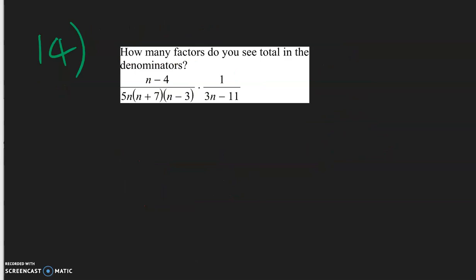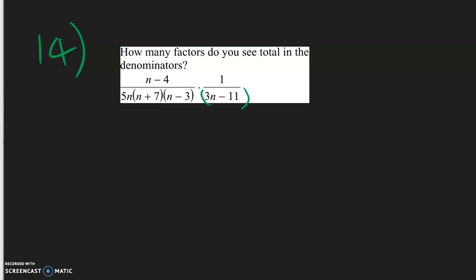Number 14 is just testing you on, do you know what is a factor? The definition of a factor are things that are multiplied together. So you see how here we have a minus. So we know that 3n minus 11, they're not separate factors. They have to be one factor. So this is one factor, so I'm going to put parentheses around this.